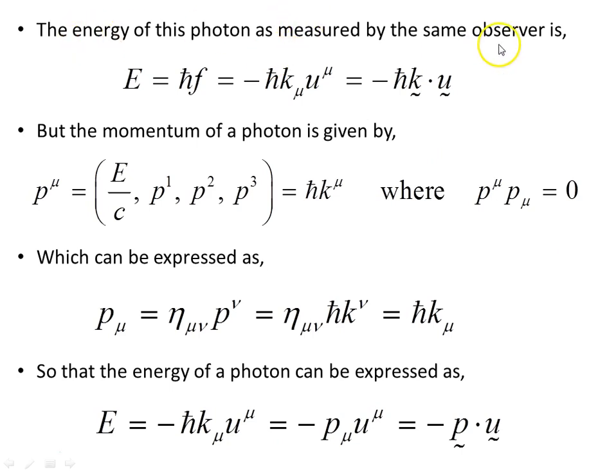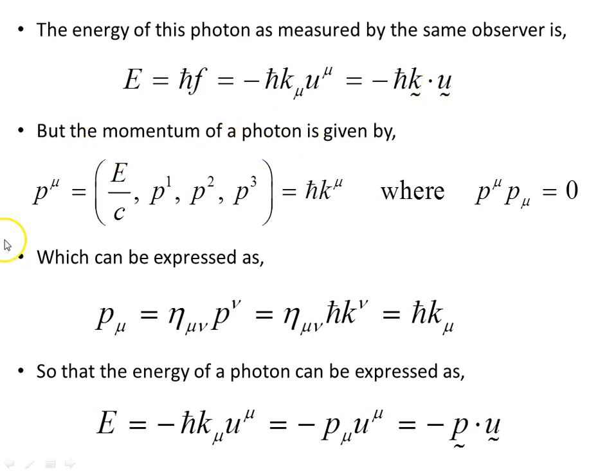Alright, now the energy of this photon, as measured by the same observer, E, is h bar times f. And from the previous page, we can see that's minus h bar k subscript mu, u superscript mu, or minus h bar k dot u, the four velocity. Just remember the four velocity is that of the observer, who records the frequency of the light wave at the point of emission or the point of reception, and so they are at the point at which the measurement is performed. So that is the four velocity of the observer at the point of emission or reception.